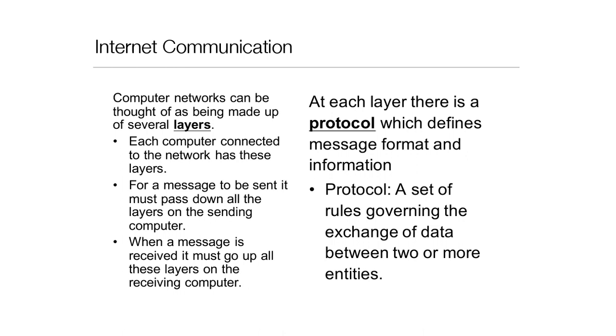Each computer connected to the network has these layers, computer or whatever device. And for a message to be sent from a device, it must pass down all the layers on the sending computer. And when a message is received, it must go up all these layers on the receiving device. So that's how these layers are arranged. So at each layer, there is a protocol which defines message format and several things.